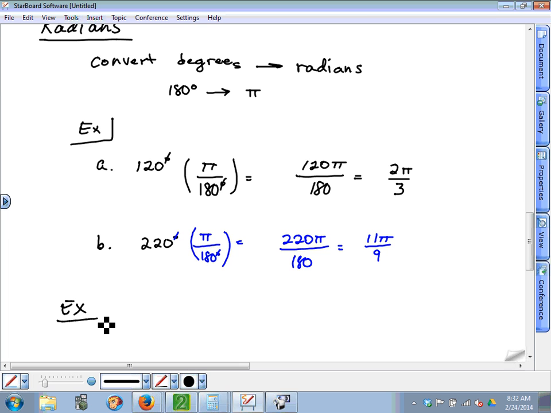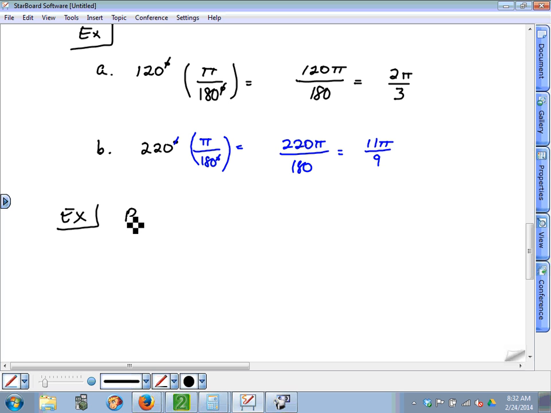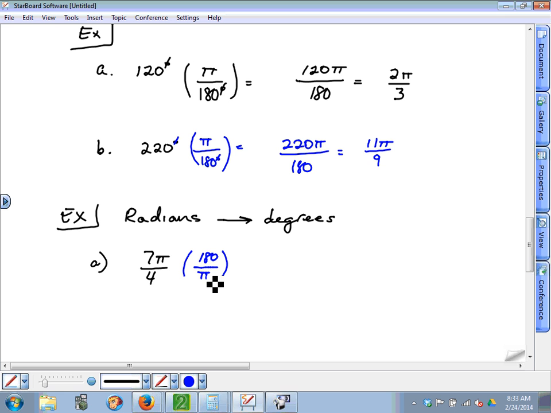Going the other way. Let's do a new example. Radians back to degrees. So if you give something like 7 pi fourths, it's in radians already. We've got to convert it back into degrees. We're going to use the same conversion factor. We have to rearrange it because we're not trying to cancel the degree unit of measure anymore. We're trying to cancel the radian unit of measure. So what's it going to be? It's got to be 180 over pi so we can cancel the radian unit of measure.